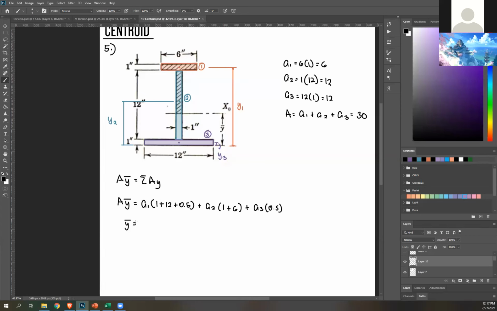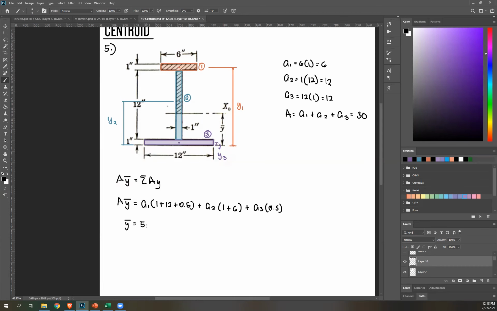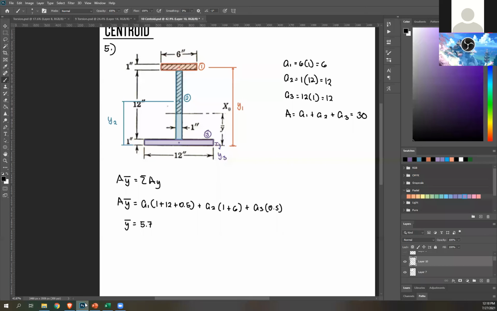Correct. Y bar, you have to divide by the area. So 5.7. Okay, so this is not our answer. We're not looking for the centroid. We're actually looking for the moment of area about that centroid. So now I'll teach you how to do that. So, moment of area about centroid.